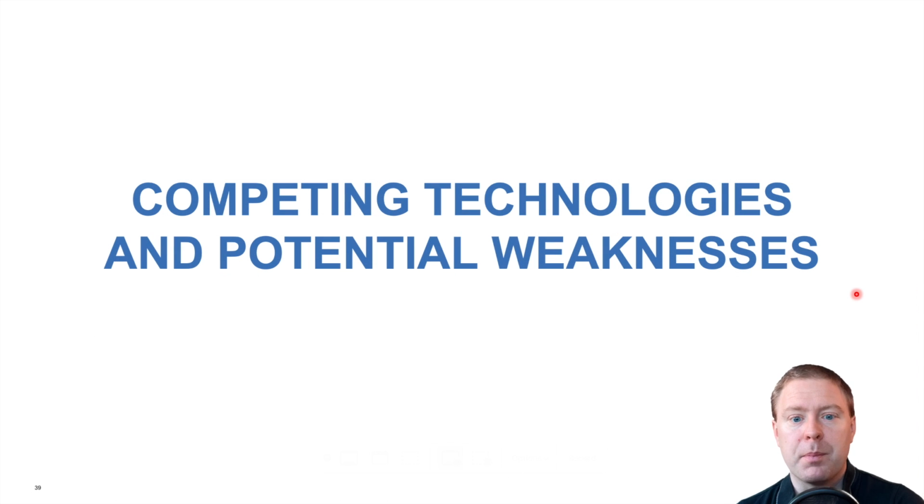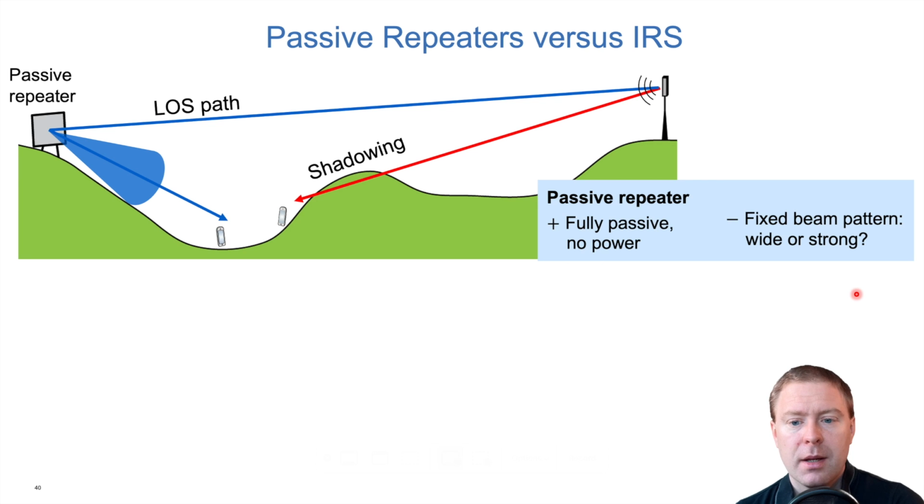So before I wrap up part 1, let me mention some of the competing technologies and potential weaknesses of the IRS technology. So passive repeaters is something that has been utilized for a long time to cover the countryside. When we have a base station somewhere, and we know that there are big objects that will shadow receivers here. For example, this is a valley. Then we can put up a metal plate like a billboard that has a line of sight to the transmitter, and that is directed so that it beamforms signals down to this area here.